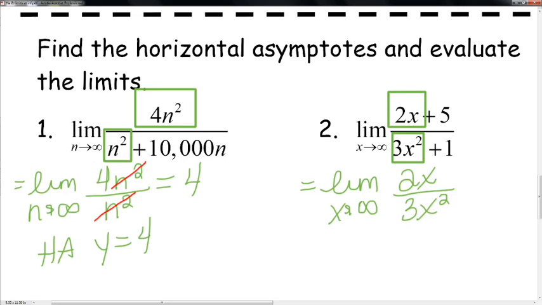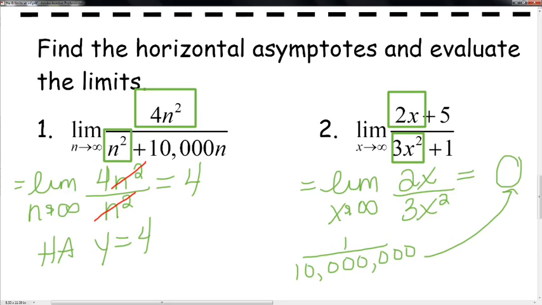Well, again, if it's bigger on the bottom, the growth rate is so much bigger on the bottom that my function is going to be going to 0. And so if you want to think about it, I have a really small number, say 1, over a really large number, say 10 million. And so what is 1 in comparison to 10 million? Well, not very much. That's where the 0 comes from. So 1 over 10 million is pretty darn close to 0. So that's where that idea of this limit where it's bigger on the bottom is going to be equal to 0.